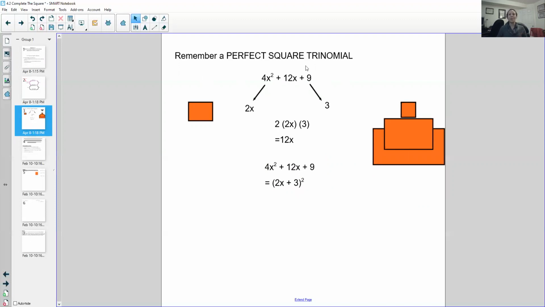So if you remember identifying these, we can take this, take the square root, find the last one, take the square root. If you double whatever 2x times 3 is, so that should be 6x if you double it, and it ends up being the middle term, then it's a perfect square trinomial.